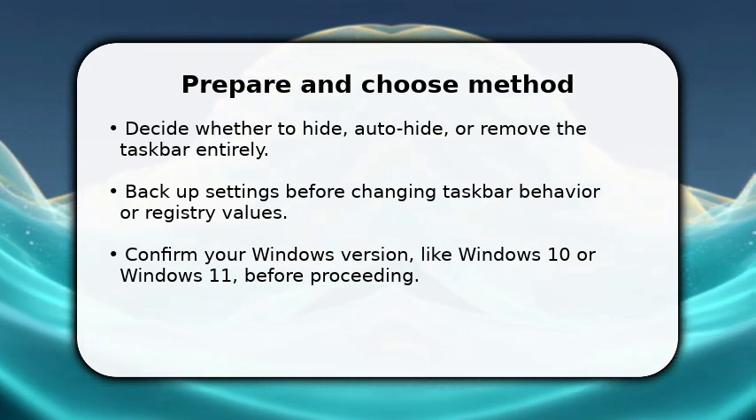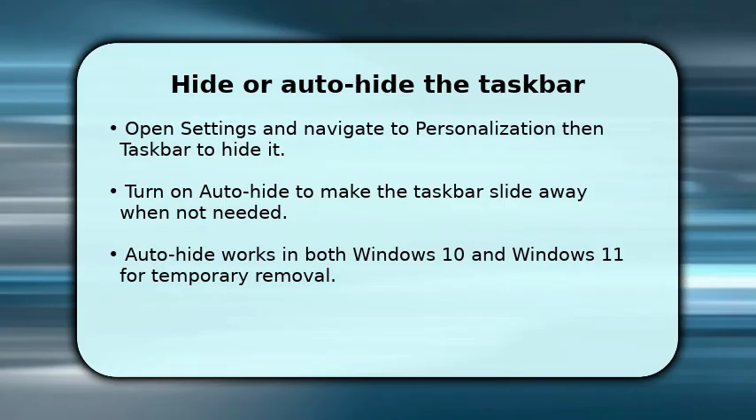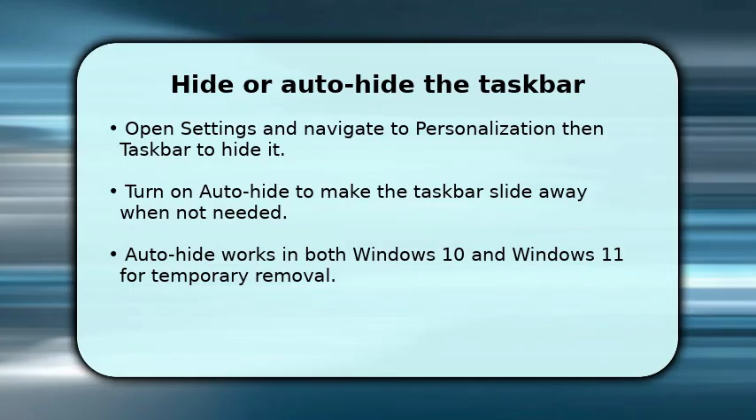Open Settings and navigate to Personalization, then select Taskbar to start. Toggle the Auto Hide option to make the taskbar slide away when not needed. Confirm the behavior by moving your cursor to the bottom of the screen.